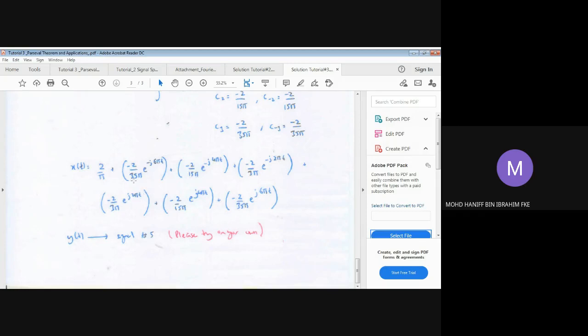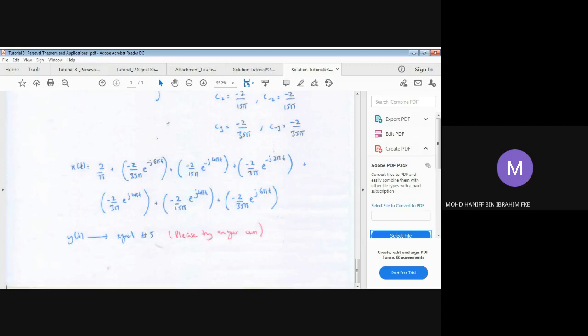So basically, I take one of these terms as an example. This can also be written as 2 over 35 pi exponential of negative j 6 pi t exponential of j pi. So for this particular term, the amplitude is 2 over 35 pi, and the phase angle for this frequency 6 pi is pi. Okay, so you got the point there.